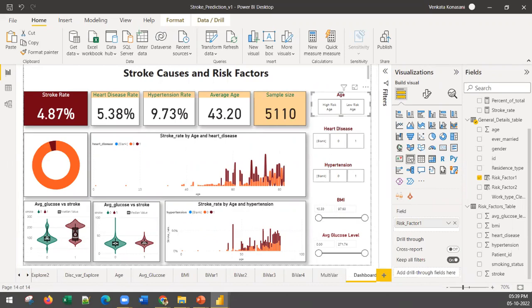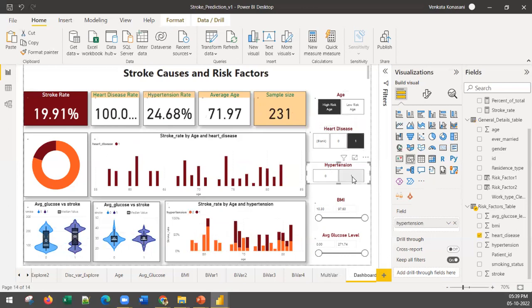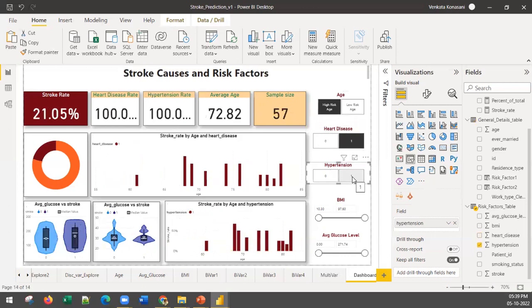Let us give one scenario where there is a very, very high chance of getting a stroke. That is easy: when the age is high, when there is heart disease, when there is hypertension. Age high, heart disease is there, hypertension is there. 21% of the population have got stroke. 1 out of 5 have got stroke.